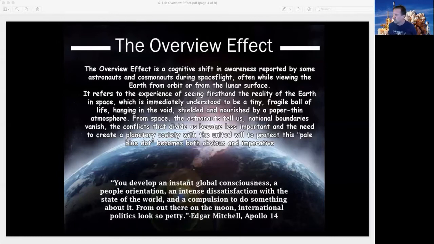So you can see this last quote at the bottom. You develop an instant global consciousness, a people orientation, not an other-people orientation, an intense dissatisfaction with the current state of the world, and maybe even a compulsion to do something about it. From out there on the moon, international politics look really petty. That's Edgar Mitchell, Apollo 14. Now, Edgar Mitchell really experienced the overview effect, probably with some of the greatest profundity. He talks about that experience in the Overview Effect movie.